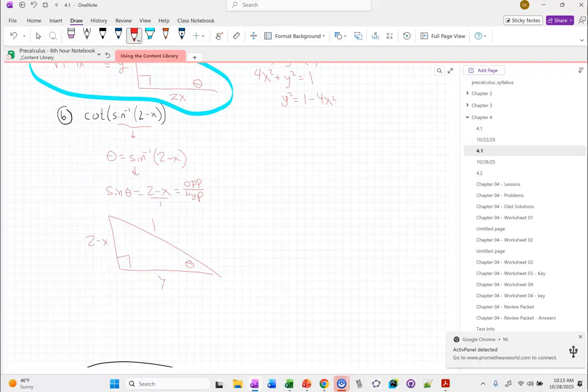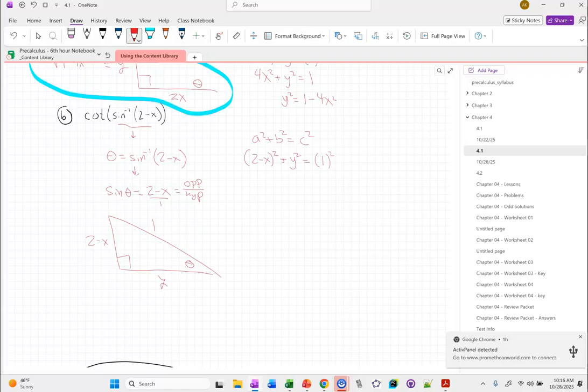I need to find that third side of my right triangle now. I'm going to call that y. To do that, I'm just going to use the Pythagorean theorem. So I have 2 minus x squared plus y squared equals 1 squared. What's 2 minus x squared? How do I do that?